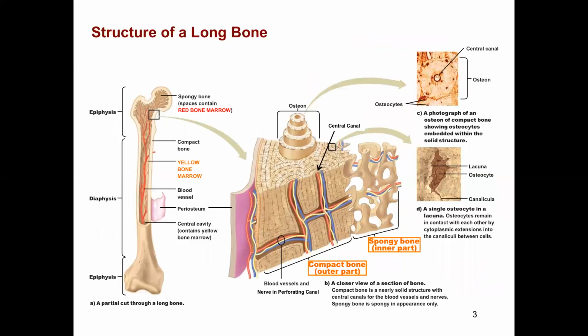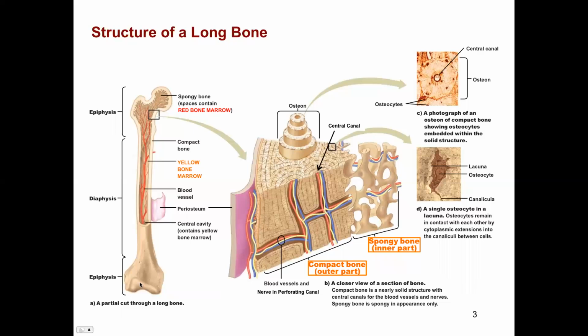Then we went over the structure of the long bone, and I actually spent quite a bit of time on this, drawing it out. But to review, when you look at the long bone, the long part, the shaft part, that is called the diaphysis. And the ends are called the epiphysis, all right?